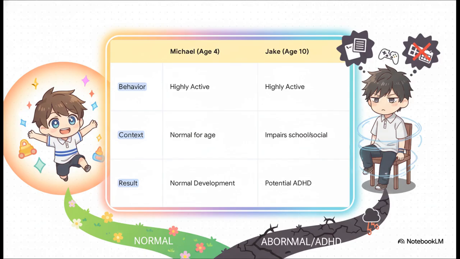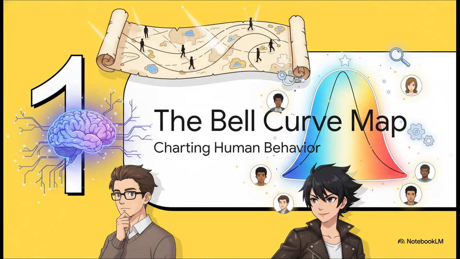For Michael, his behavior is totally normal for a 4-year-old. For Jake, though, his actions are getting in the way of school and his friendships, which points toward a possible diagnosis like ADHD. This right here is the core challenge. So how in the world do we systematically tell these two situations apart?